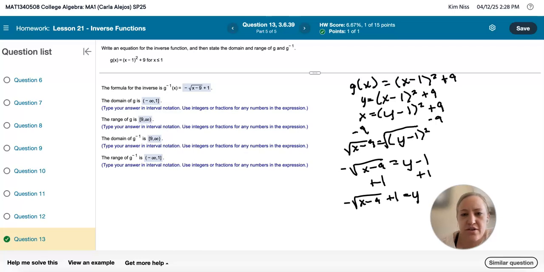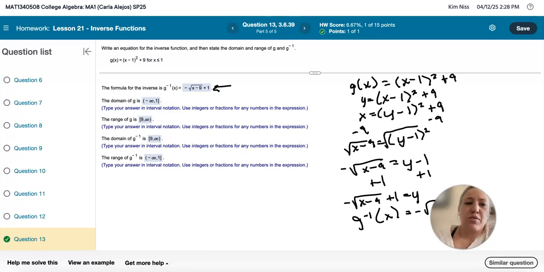So that's our inverse, and that's how we got the formula for the inverse function, or g inverse of x equals negative square root of x minus 9 plus 1.